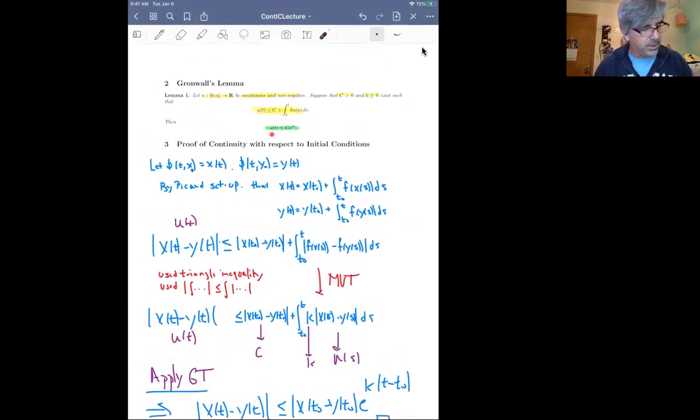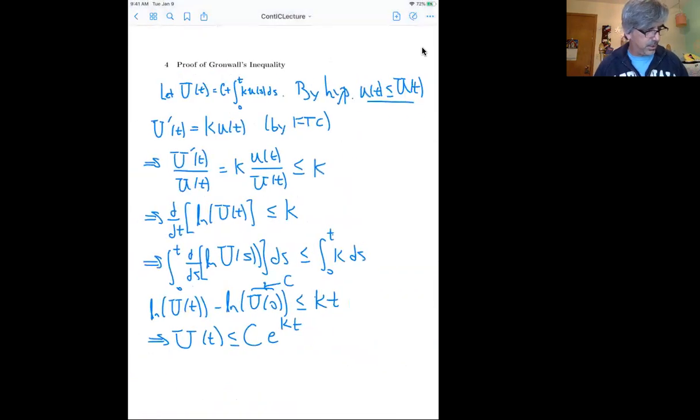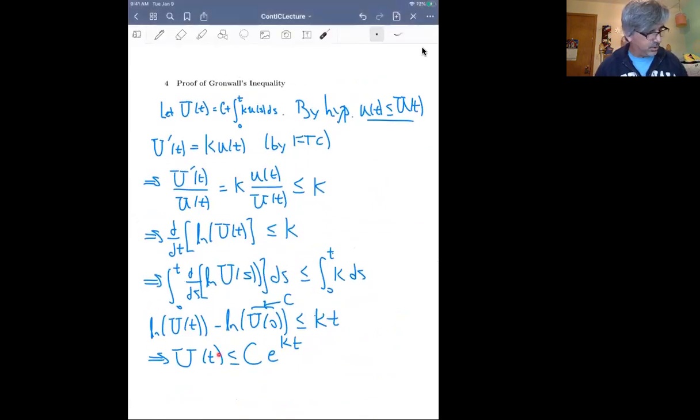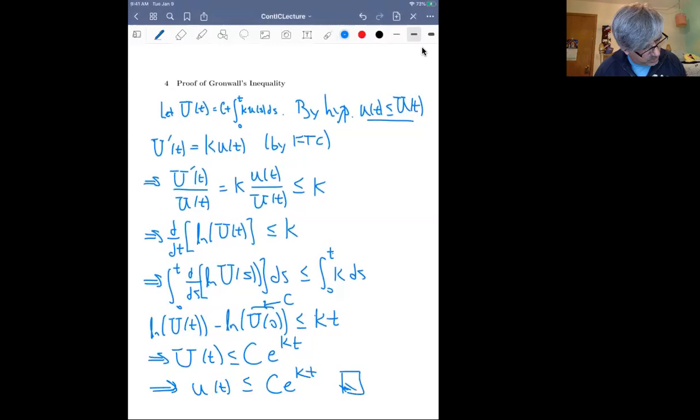But notice that's lowercase u, not capital U. And so I need a little u there. So how do I replace this capital U with little u? Well, let's think about that for a minute. Capital U is less than this, but by hypothesis, little u is less than or equal to capital U. So this implies, simply by using this hypothesis up at the top again, that little u of t is less than or equal to c e to the kt, which is exactly what we want.